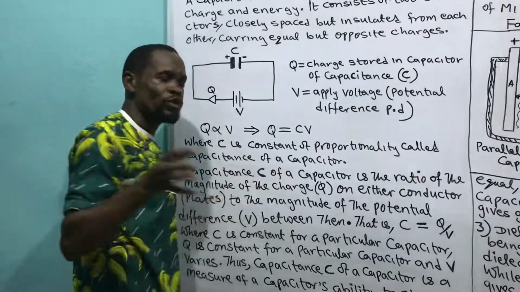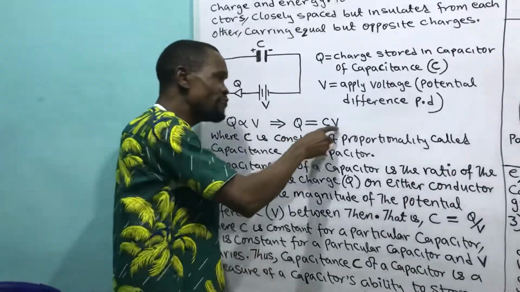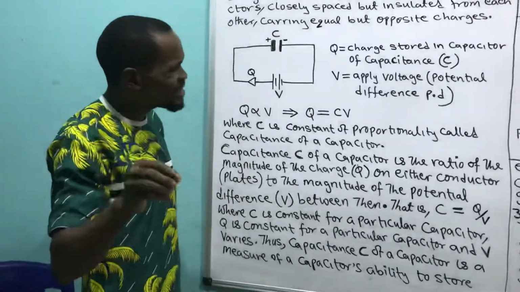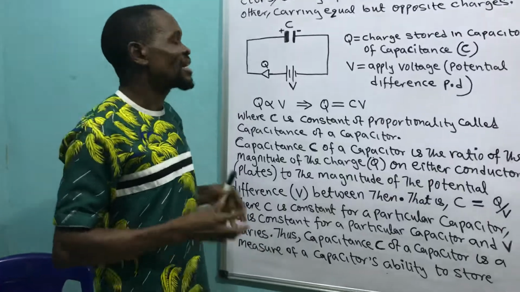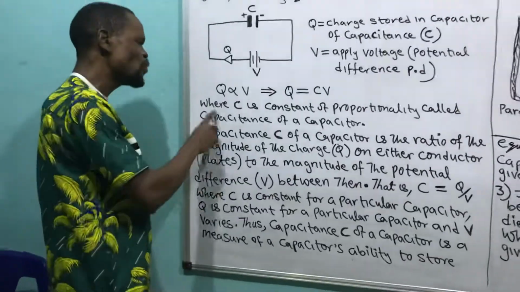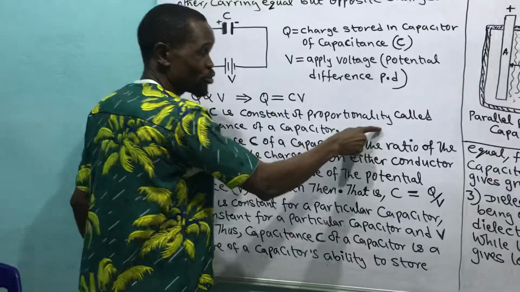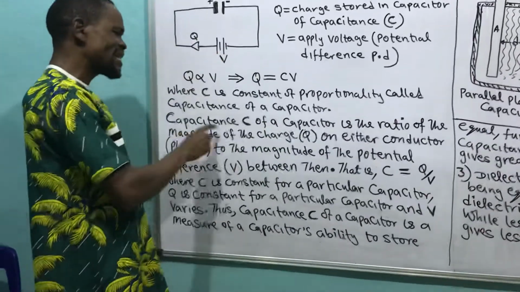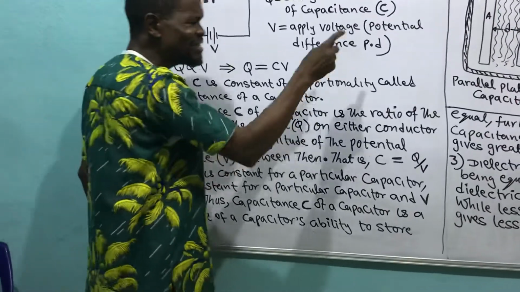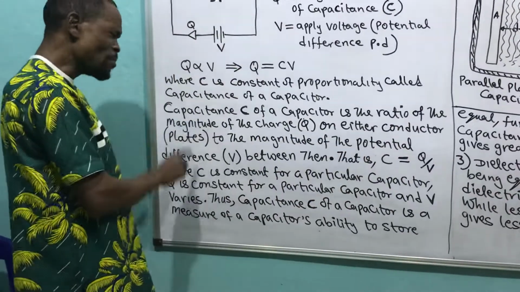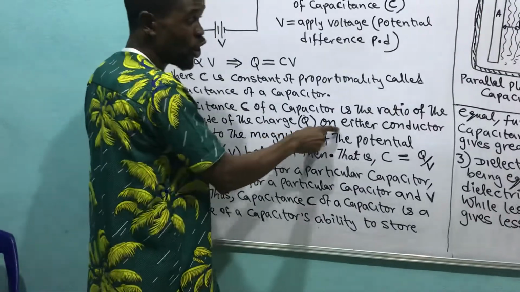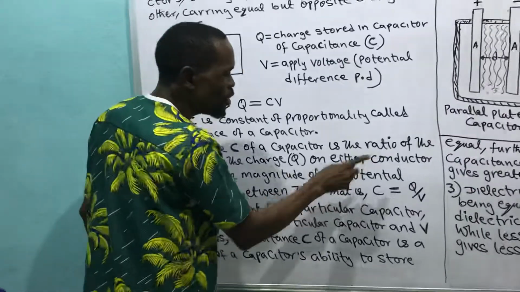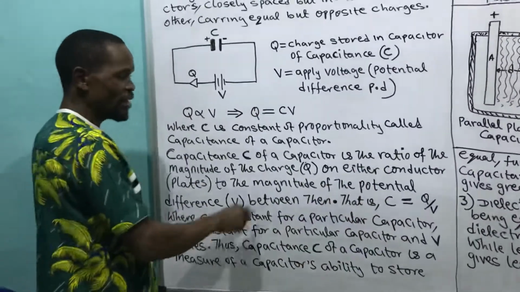Then Q, which is quantity of charge, is equal to what? CV. What is C? C is the capacitance of a capacitor, where C is a constant of proportionality. And this capacitance of a capacitor is the ratio of the magnitude of the charge Q on either conductor plate to the magnitude of the potential difference V between them.